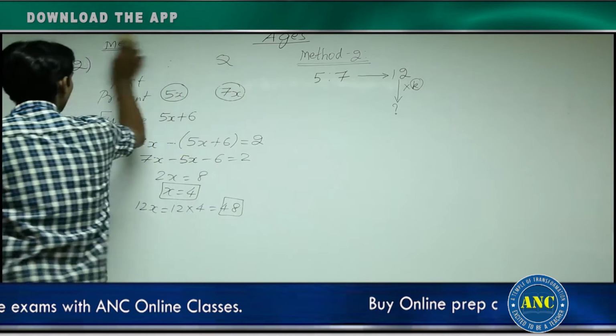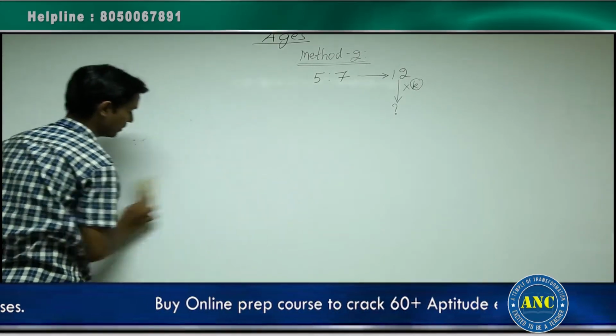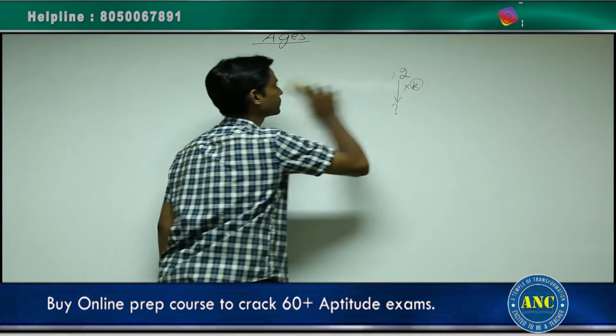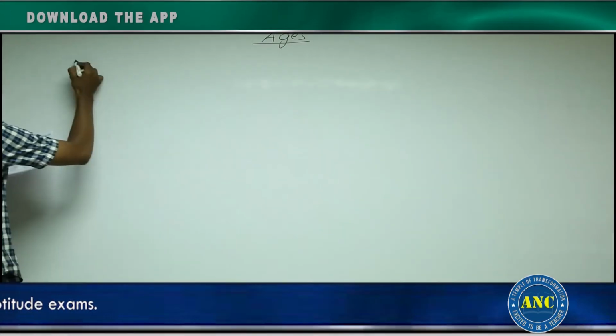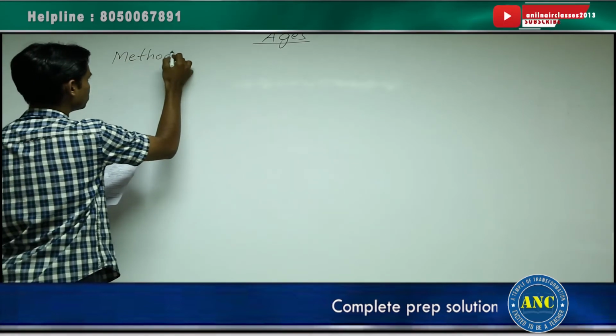Third question. What if more than one answer option satisfies the same criteria? Question 3. See here. Again, we will discuss method 1, and we will also discuss method 2.